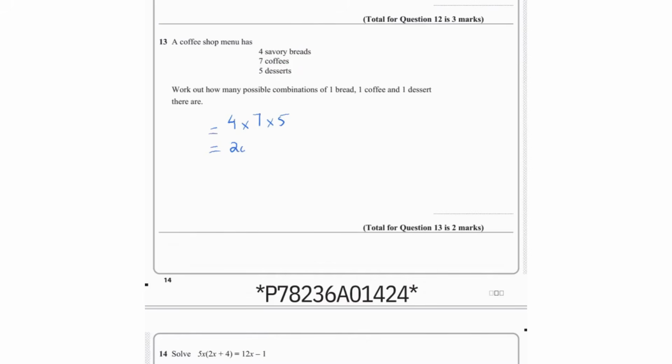4 times 5 is 20. 20 times 7 is going to be 140. So we have a total of 140 possible combinations for getting 1 bread, 1 coffee, and 1 dessert.